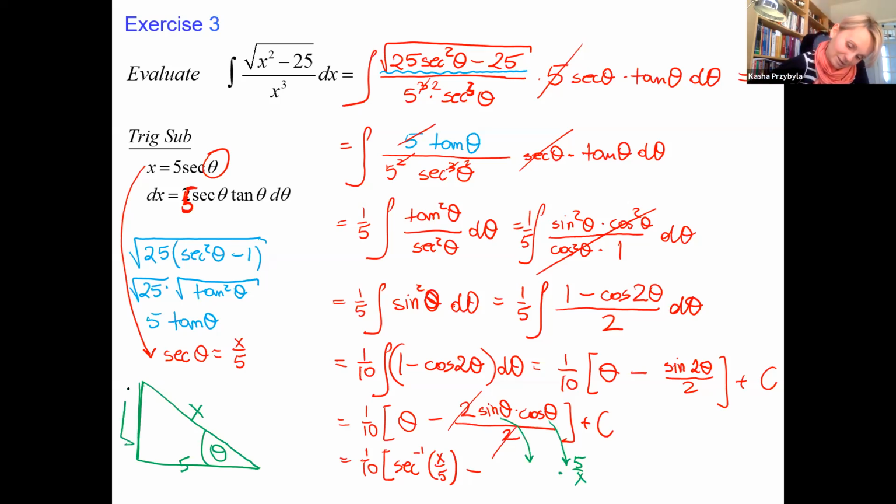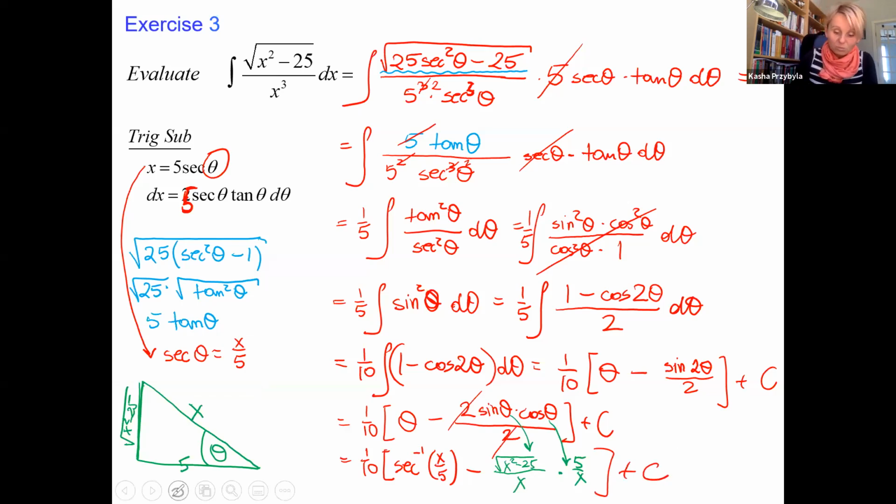I can maybe write it like that: square root of x squared minus 5 squared, which is 25. The same square root that we have in the original integrand. Okay, and now we need sine. Sine will be opposite, which is that square root, over the hypotenuse. Yes, thank you. Okay, that means this, I can keep the green, and then plus the constant C.